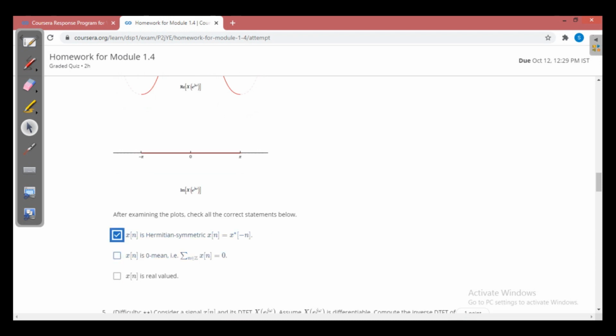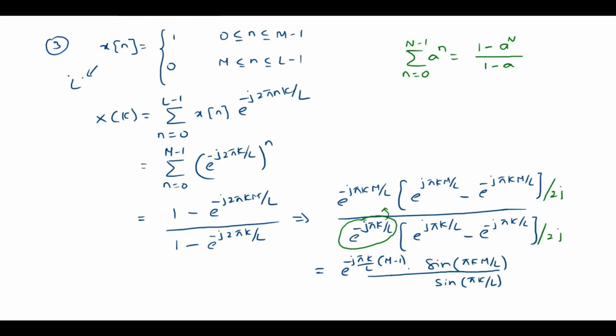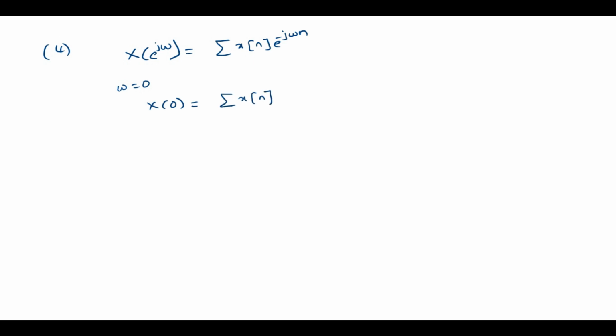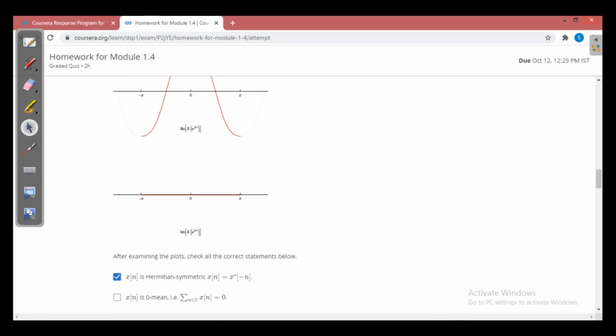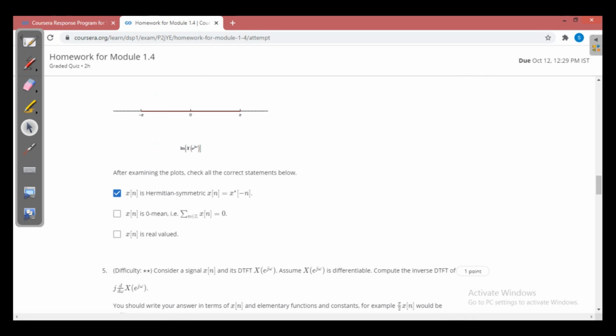Now, x of n is a zero mean. Now see the fourth one, the discrete time Fourier transform x of e power j omega, which is summation x of n into e power minus j omega n. To find the mean, just substitute the omega value 0. So it is simply the x of 0 value, summation x of n. So the mean of x of n can be evaluated in the frequency domain, which is equal to x of 0. Now see the x of 0 in the given figure, which is a non-zero value. So the mean is not equal to 0 and x of n is real valued.